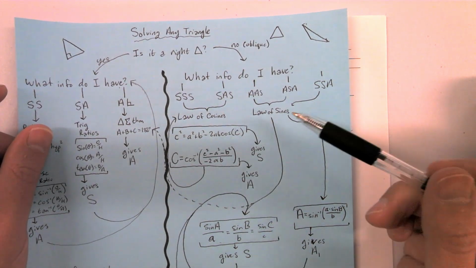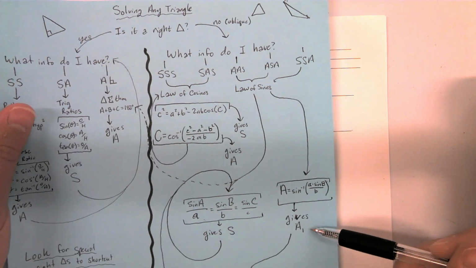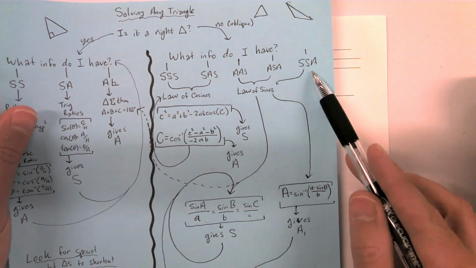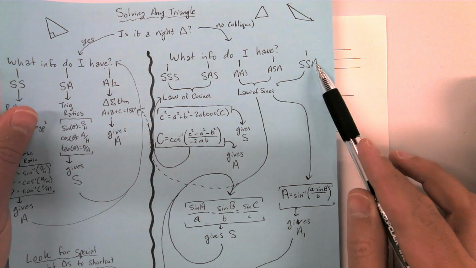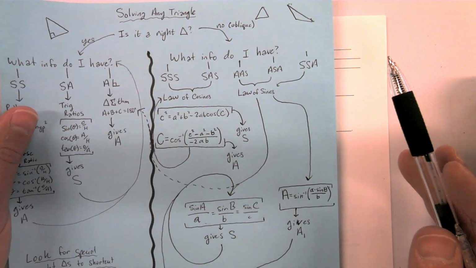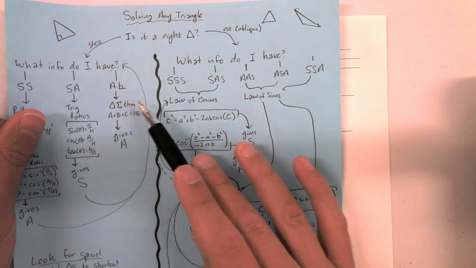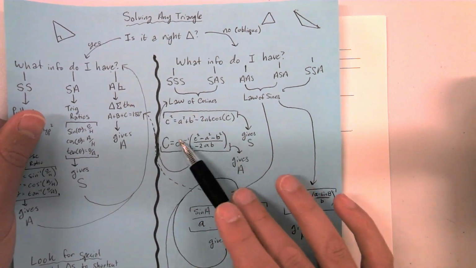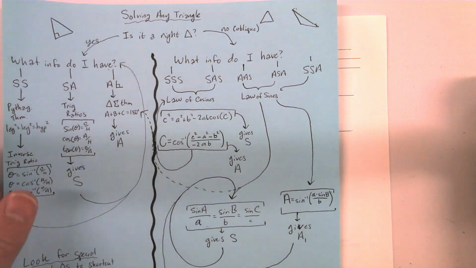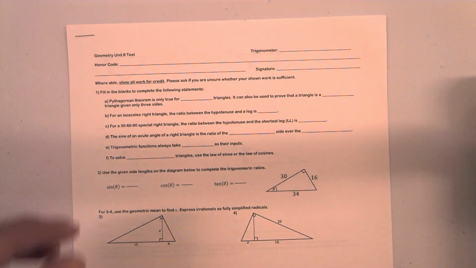But remember, you don't want to use the law of sines to find an angle unless you absolutely have to. That is, unless you only have two sides and an angle not between them. In all other cases, to find an angle, either use the triangle sum theorem or the law of cosines inverse. Okay, with that out of the way, let's go over this test.